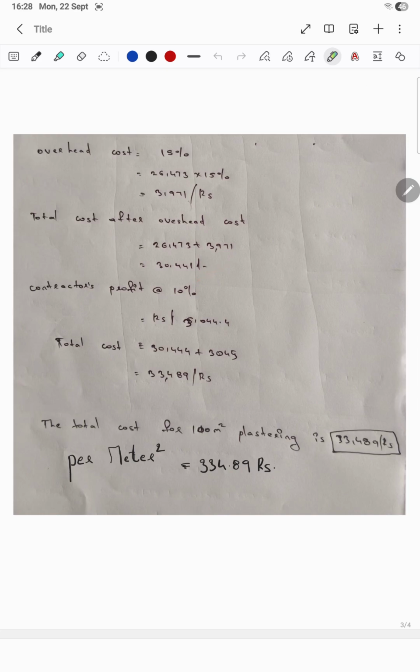The total cost after adding overhead cost is 30,441. Now we have to add contractor's profit as 10% here. By adding 10% to 30,441, it is 3,044 rupees, and adding the contractor's profit, here the total amount we get for the total cost for 100 meter square plastering is 33,489 rupees. Now I calculated per meter square, and we got 334.89 rupees.